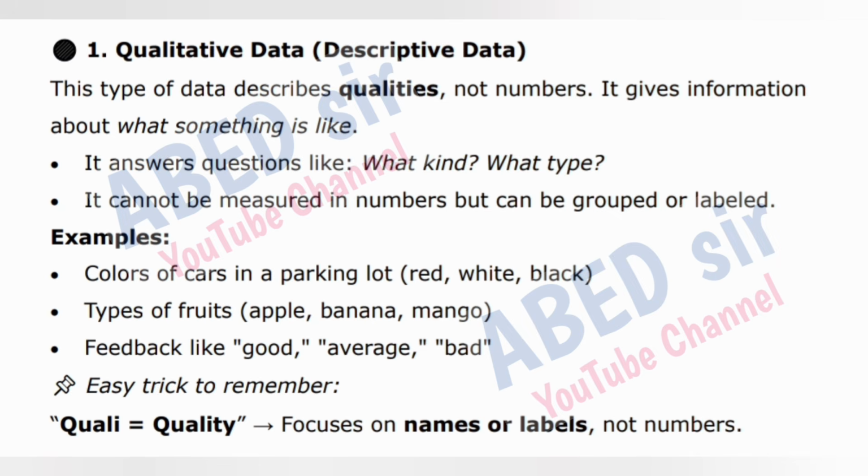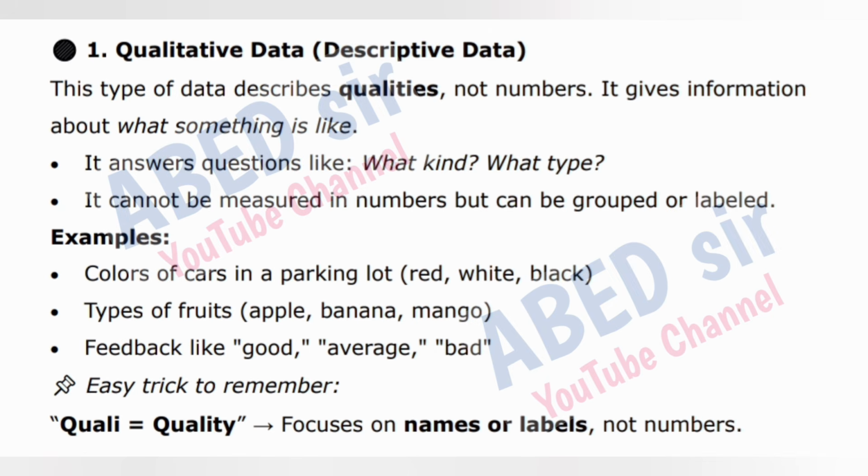1. Qualitative data, descriptive data. This type of data describes qualities, not numbers. It gives information about what something is like. It answers questions like what kind, what type. It cannot be measured in numbers but can be grouped or labeled.